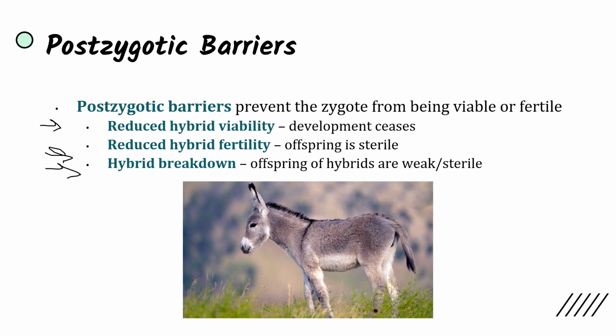So even though the hybrid may be able to have its own children and survive and reproduce, the offspring are not going to be able to do so. And an example of reduced hybrid fertility is going to be the mule. And the mule comes from the mix of a horse and donkey, and that's why these are different species, because their offspring is not going to be fertile. A mule is going to be a sterile organism.